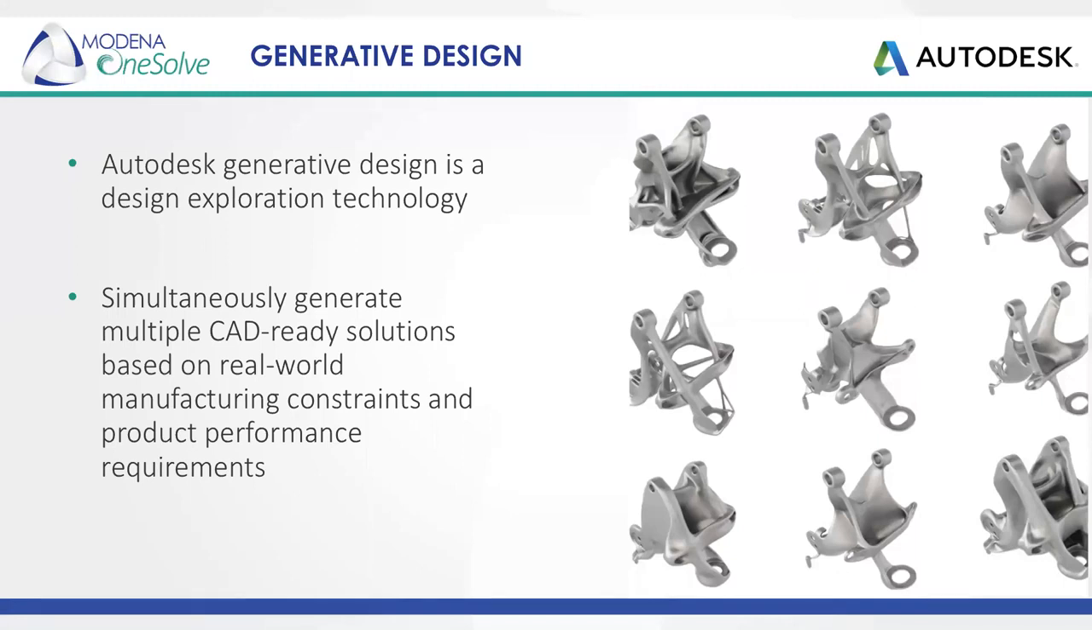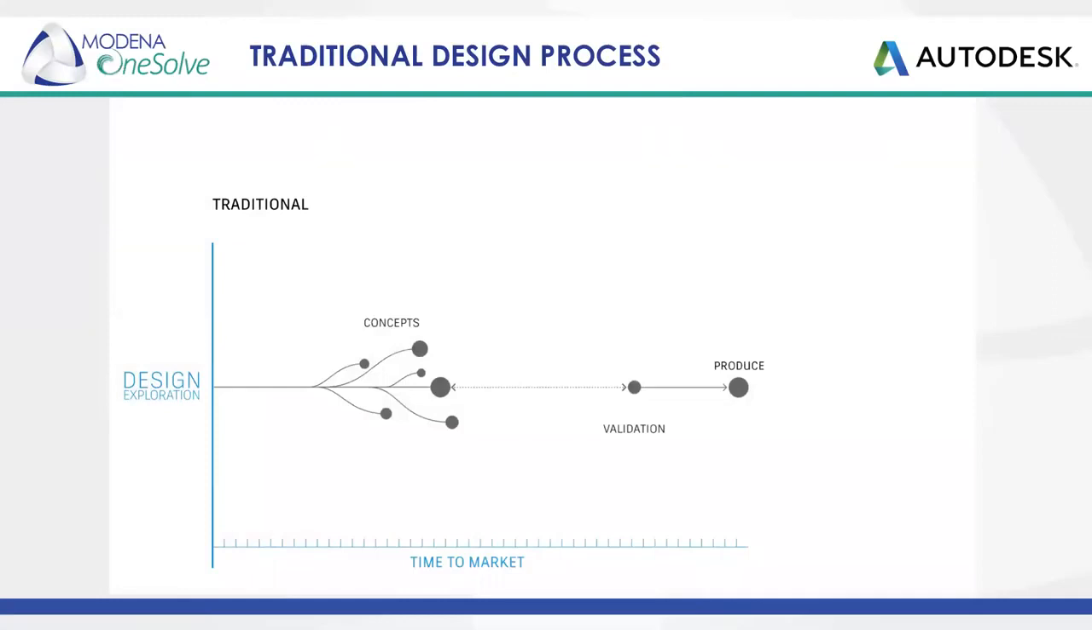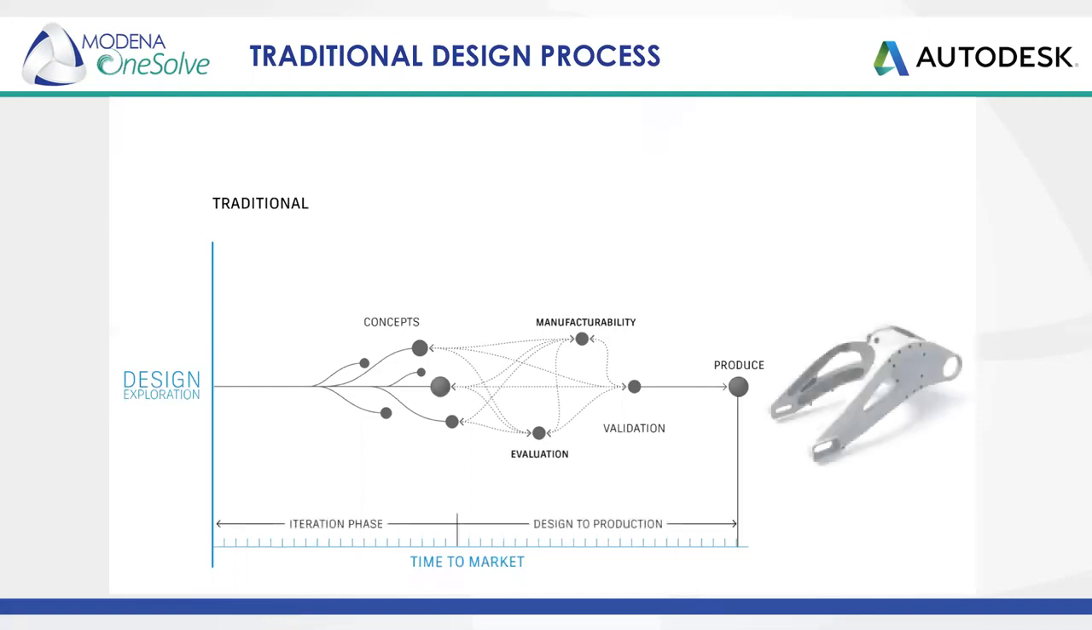Before we have a look at this, let's review the traditional design approach. Often companies begin the design exploration process by creating a series of concept designs first. These concepts are limited in numbers. We may have 1 to 5 of them. The concepts then undergo evaluation and validation to verify whether they meet performance and manufacturing objectives. The product is then manufactured, produced, and sent out onto the market.